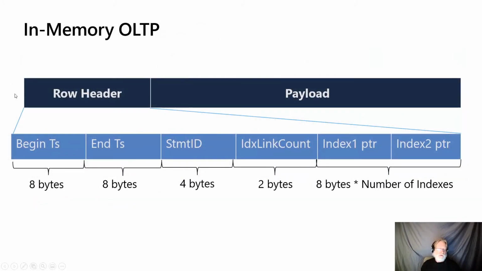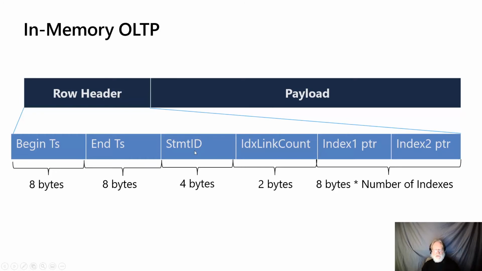So what does it look like? In memory, the data has a header, which is constructed when it's brought into memory. You have the begin timestamp, which is the timestamp when this version of this row was created. And if this row version is superseded by another one, there will be an end timestamp there, or if the row was deleted entirely, you have an end timestamp. So we know the range of times when this version of the row was valid.